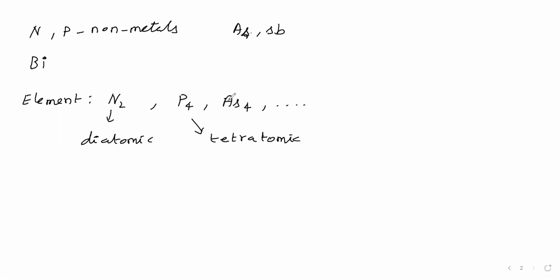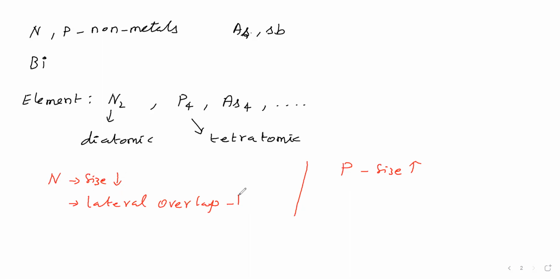What is the reason? That we will see. Take nitrogen and phosphorus. Nitrogen size is low, phosphorus size is high. Size low means the distance between the nucleus and the outer orbital is low. Here the distance is high. Therefore, lateral overlapping, which means pi bonding, takes place to a high extent in nitrogen, but to a low extent in phosphorus.